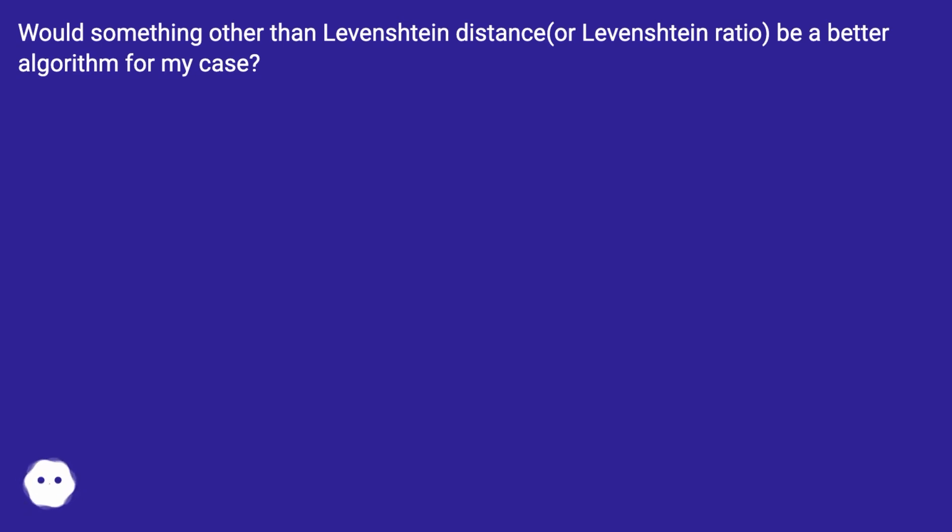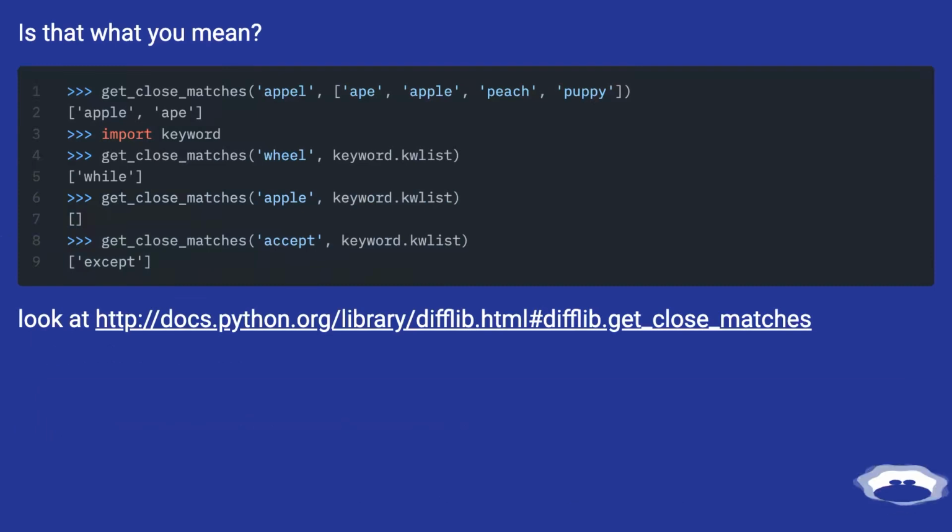Would something other than Levenshtein distance or Levenshtein ratio be a better algorithm for my case? Is that what you mean? Look at this URL.